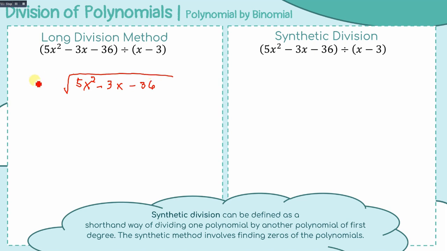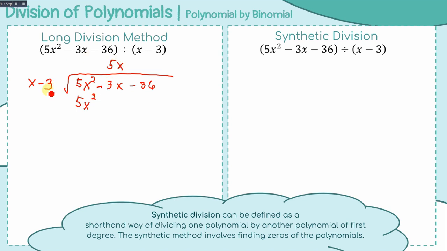In this case, we must first divide the leading term of the dividend by the leading term of the divisor. So we have 5x squared divided by x, which is 5x. So we will put here the 5x. Next step is to multiply 5x to the divisor x minus 3. So this becomes 5x times x minus 3. We get 5x squared, and then 5x times negative 3 is negative 15x.